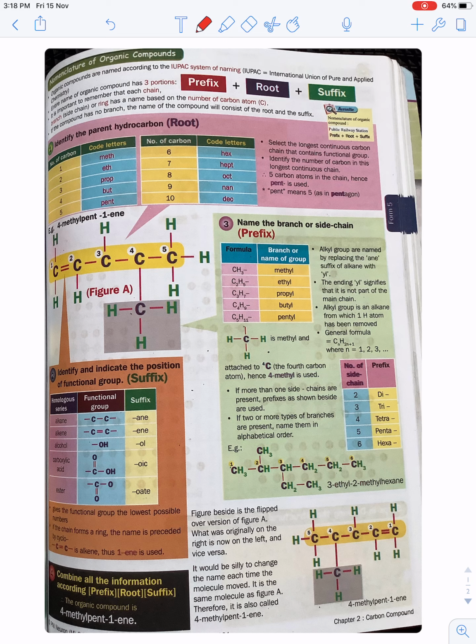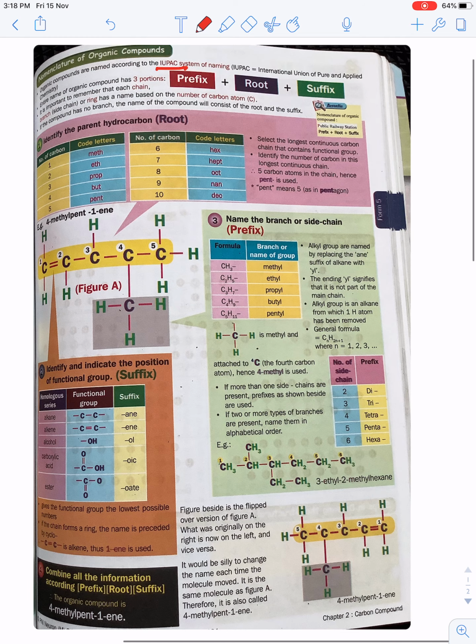Welcome back. So dalam video ni saya akan bincangkan cara nak bagi nama untuk hydrocarbon compound. I will discuss in this video how to name a hydrocarbon compound according to the IUPAC naming system. Of course, remember guys, in order to really understand, untuk memberi nama untuk IUPAC system untuk hydrocarbon ni, dia ada 3 bahagian. It consists of 3 parts.